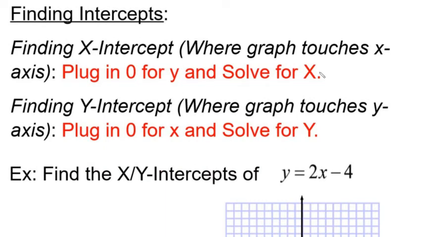So, finding intercepts. To find the x-intercepts, plug in 0 for y and solve for x. To find y-intercepts, plug in 0 for x and solve for y. Simple as that. Now, here's the explanation as to why you are allowed to do this, and this should help your understanding in math.